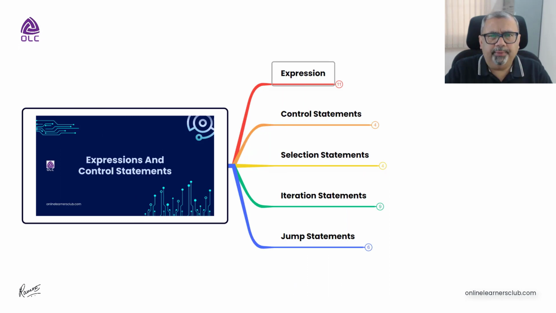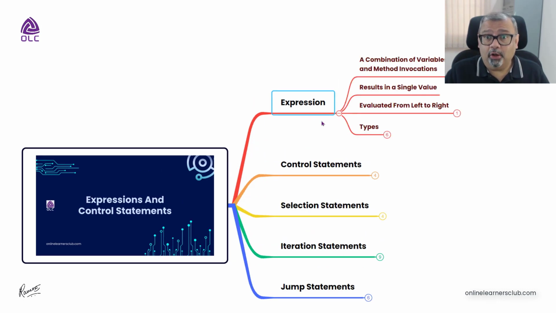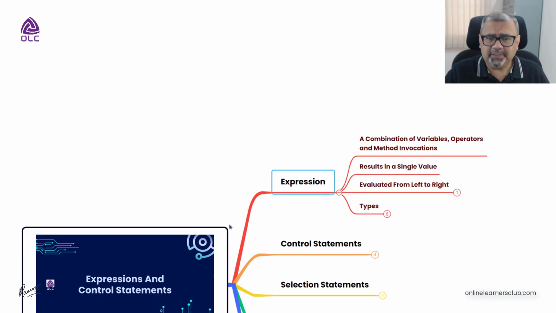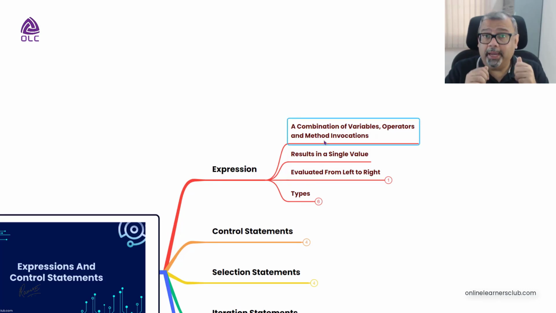We had a sneak overview of what an expression is all about in the previous chapters. So now let us discuss the definition of an expression. So what is an expression in general? If you look at it, an expression is nothing but a combination of A, variables, B, operators, and C, method invocations. So these are the three things that would come inside an expression, and an expression finally results in one single value.